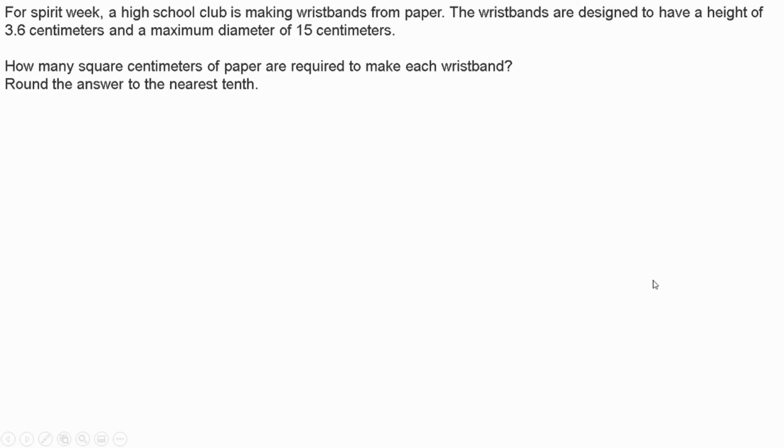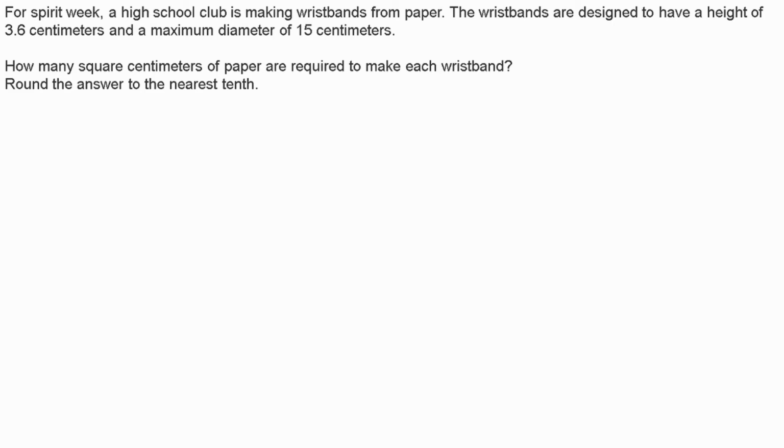Next up, it says for Spirit Week, a high school club is making wristbands from paper. The wristbands are designed to have the height of 3.6 centimeters and a maximum diameter of 15 centimeters. How many square centimeters of paper are required to make each wristband? Round the answer to the nearest tenth.